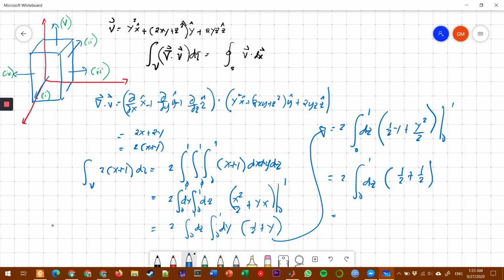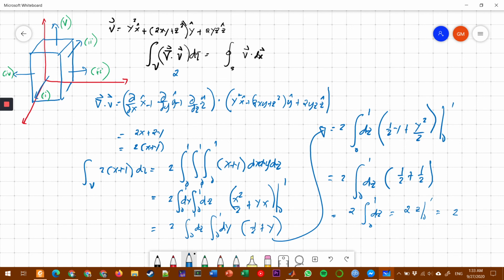So this becomes 1. So that's actually 2 dz, just the integral of dz from 0 to 1. So this is now 2 times z from 0 to 1. So this is just 2. Okay? Therefore, the left hand side, this one, is just equal to 2.